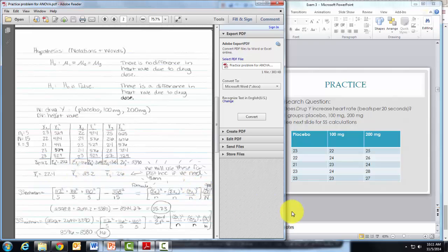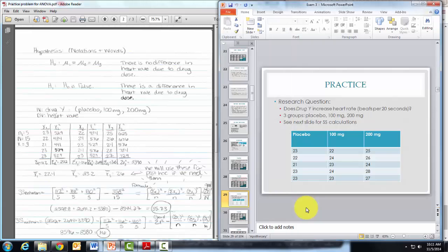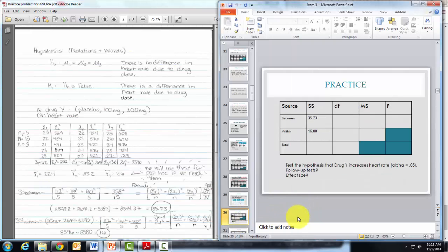All right, so I'm going to switch back over here just for a second and pull up my ANOVA table. You can see that I've begun to fill in the information here, and I'll show you how I calculated those in a moment. This is called our ANOVA source table, and we're always going to fill this out so that we have source: between, within, total, and then our sums of squares, our degrees of freedom, our mean squares, and our F.